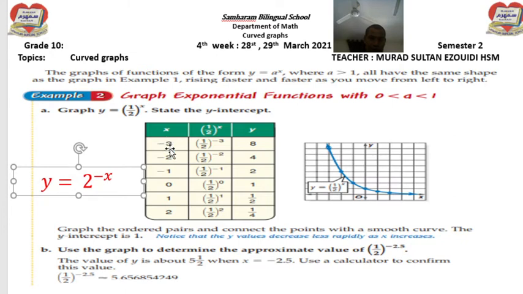Then when x equals negative 2, just put negative 2 here. Negative is positive, so it will be 4. When x equals negative 1, put negative 1 here, it will be 2 to the power 1, which is 2, and so on. Then we just plot the points, 0, 1, 1 over 2 and so on, and draw the graph.